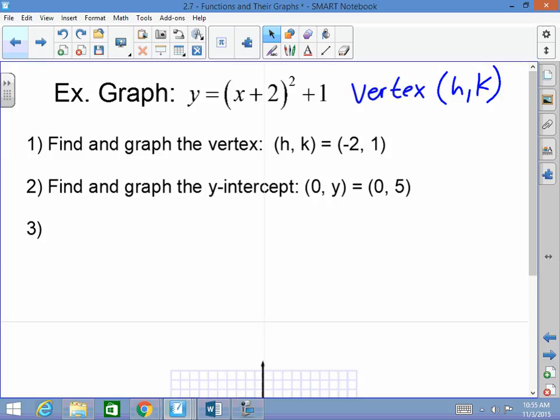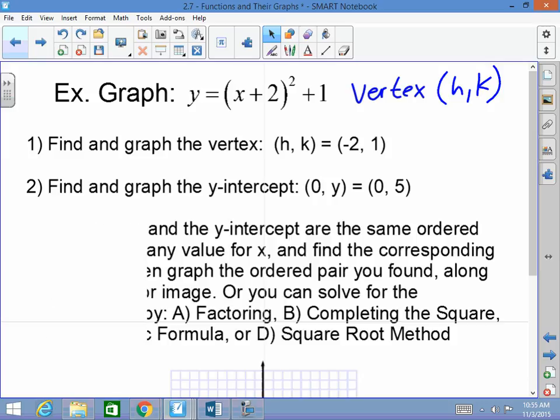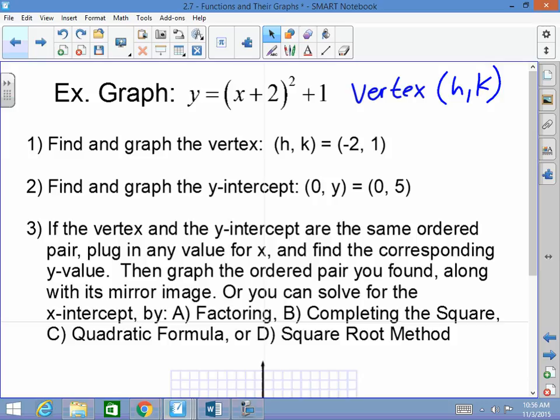Number 2, find and graph the y-intercept. The y-intercept, hopefully you remember from linear equations, is the y value when x is 0. Step 3, if the vertex and the y-intercept are the same ordered pair, plug in any value for x and find the corresponding y value. Then graph the ordered pair you found along with its mirror image. Or you can solve for the x-intercept, which we don't know how to do yet.